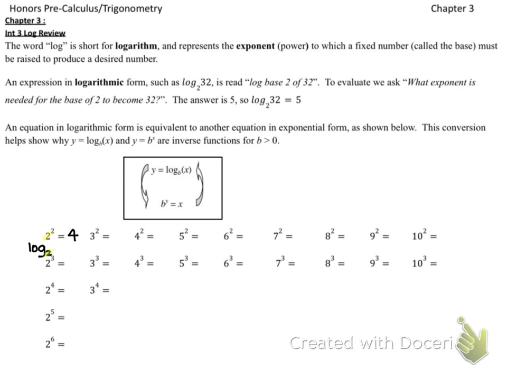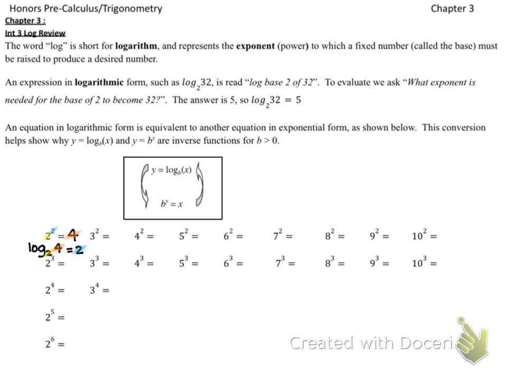Then I would recommend that you do the same with the rest of them. The exponent itself is what your logarithm is equivalent to. And then whatever you're taking the logarithm of, that's what your answer was from your exponential. So just a quick little reminder of how to rewrite these.